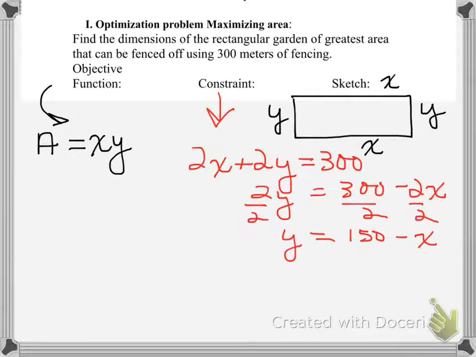Okay, so now let's go back to our objective function. So I'll switch to black again. Our objective function is area, and it equals x times y. And now I'm going to put in the constraint for the y. So I'll put that in as red initially. So this is going to be y is now 150 minus x.